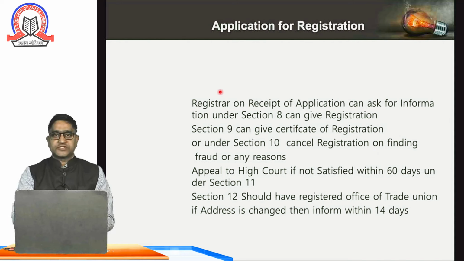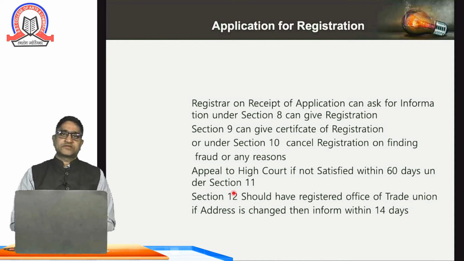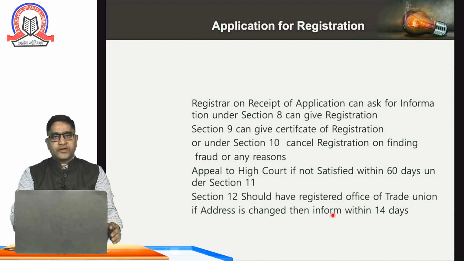Coming to the application for registration to the registrar, the person who registers the union is called the registrar. The registrar, on receipt of the application, can ask for information under Section 8 and can give the registration. Section 9 deals with the registrar issuing a certificate of registration, and under Section 10, if the registrar is not satisfied with the documents provided, he can cancel the registration certificate. The person whose registration has been cancelled has the right to appeal to the High Court within 16 days under Section 11. Under Section 12, the trade union should have a registered office, and if the address is changed, it should inform the registrar within 14 days.